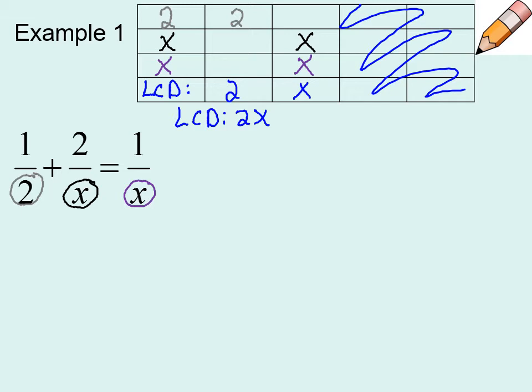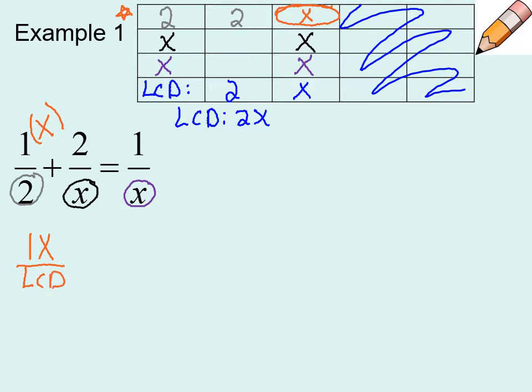Now we're going to go through, you guys, and find what we're missing. If I look right here on this one, this is missing. If I look in this row, it should be an x. So I need to multiply my first one by x. If I do that, I'm going to get 1x over my LCD.